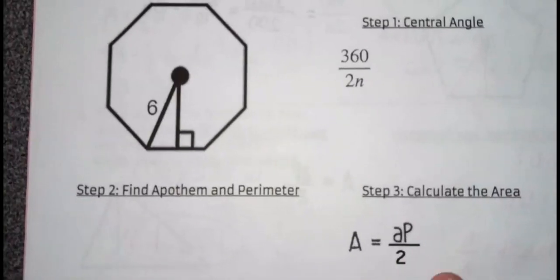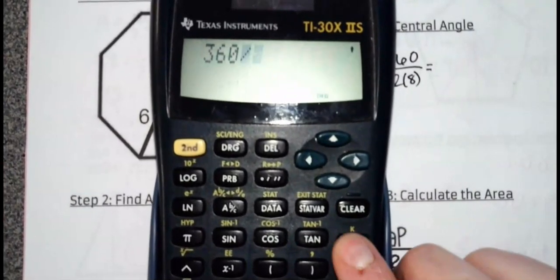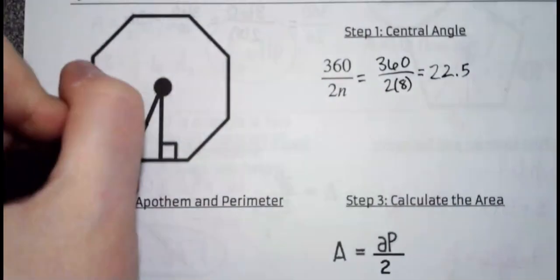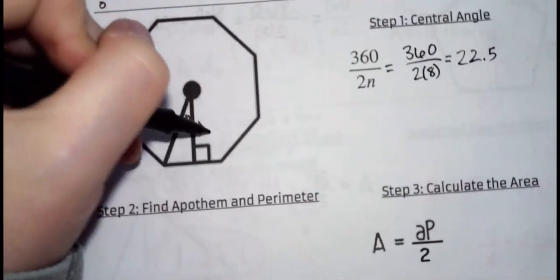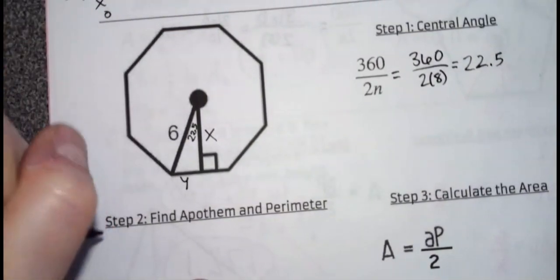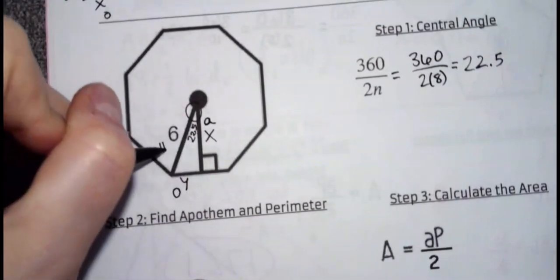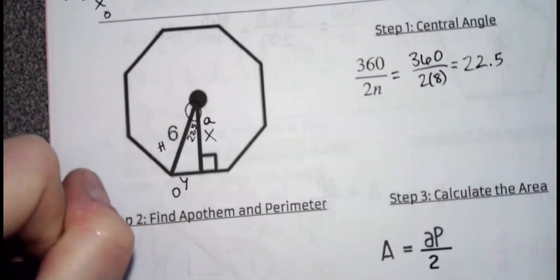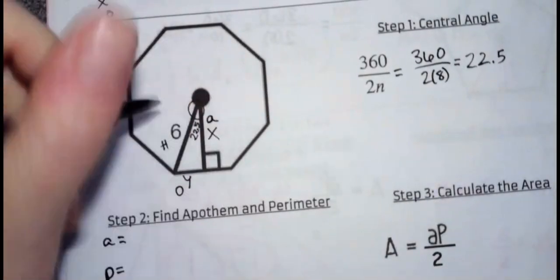Alright, last one. So 360 divided by 2 times 8, or 360 divided by 16. You get 22.5 for the angle. 22.5. This is what gets kind of funky here. We are looking for 2 things now, x and y, because we're given the radius, which is the hypotenuse. Problem is, this is your A, this is your O, this is your H. You have to use trig twice to solve this. So the apothem is our x. Let's solve for that first. So we're going to use A and H.